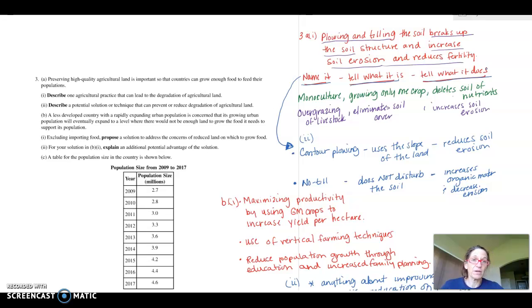So again, I'm going with the whole name it, tell me what it is, tell me what it does. Windbreaks, planting rows of trees or shrubs to protect an area from wind erosion. Perennial crops, so leaving crops on the soil year-round can improve soil structure and reduce soil erosion. Using a cover crop, so using a crop in between planting seasons to protect the soil, which will improve soil nutrients and prevent erosion. Crop rotation, that's a great one in Iowa. Crop rotation, rotating different crops over the same season or in different seasons, is going to prevent the depletion of nutrients and increase soil fertility.